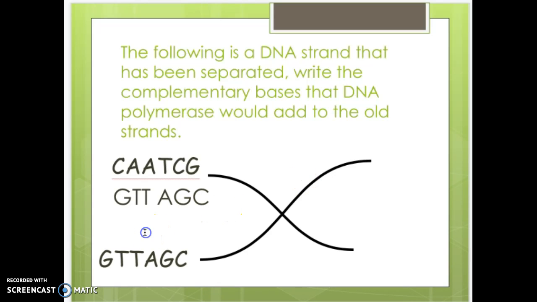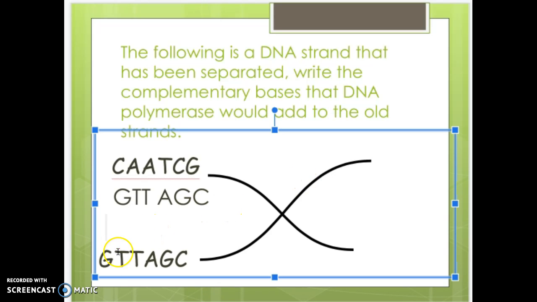Okay, now that you tried, here's the answer. G is going to pair with C. T is going to pair with A. T here is going to pair up with A. A is going to pair up with T. G is going to pair up with C. And C is going to pair up with G.